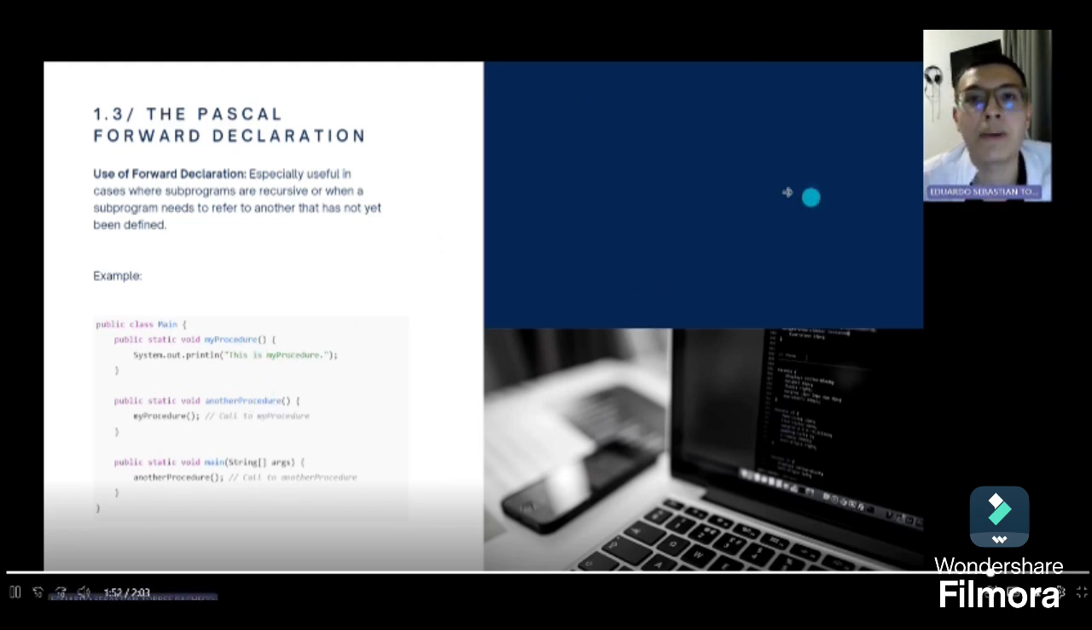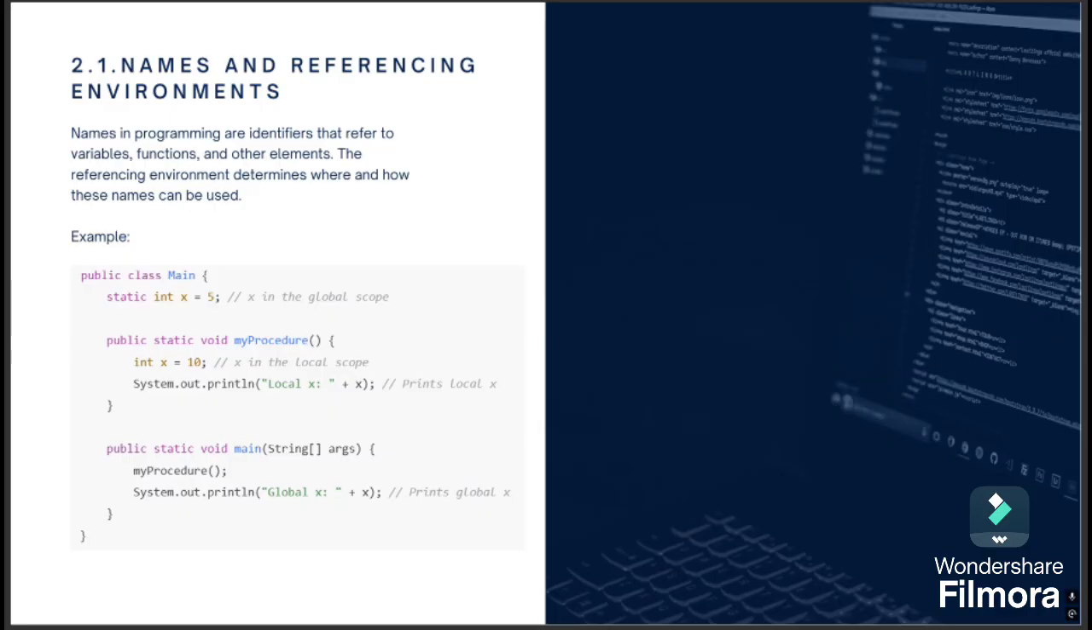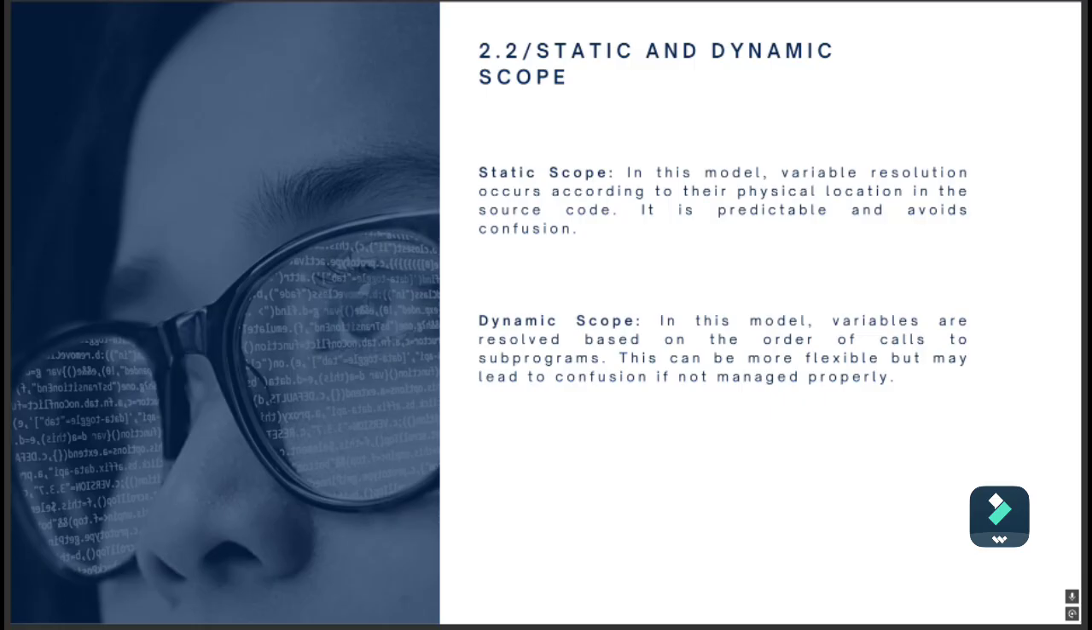And my teammate continues. Let's talk about attributes of data control. To begin, let's talk about names and reference environments. Names serve as identifiers for variables, functions, and other elements in code. The reference environment determines where and how this name can be used. These concepts help programmers understand variable accessibility, avoiding errors caused by undefined or ambiguous references.